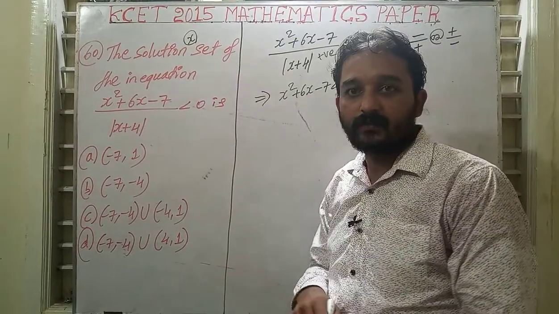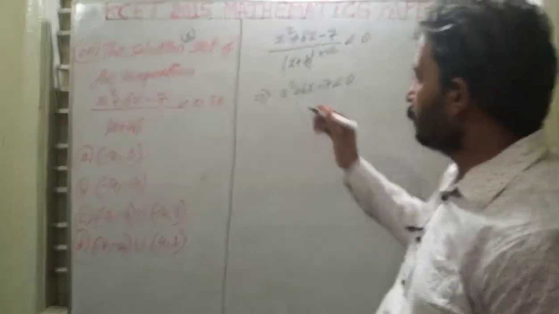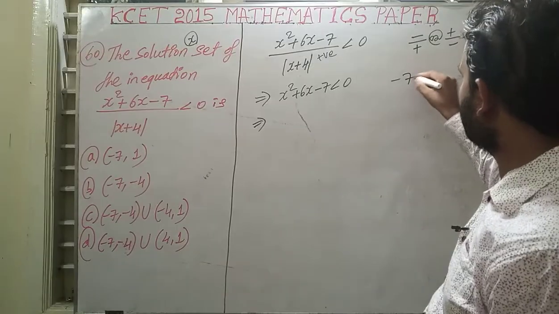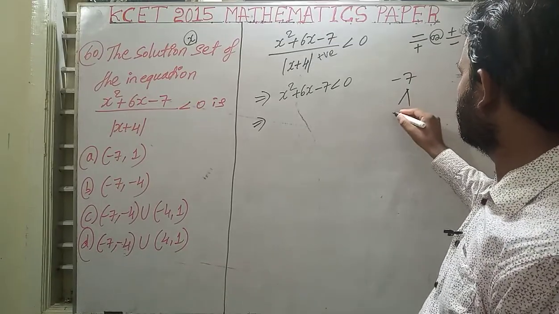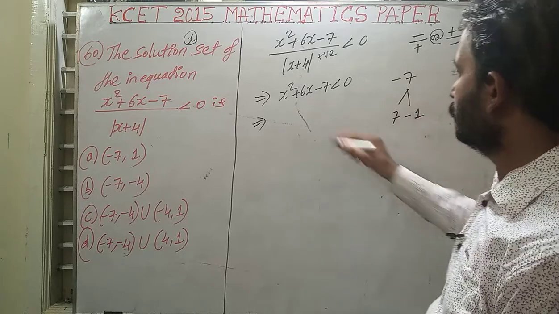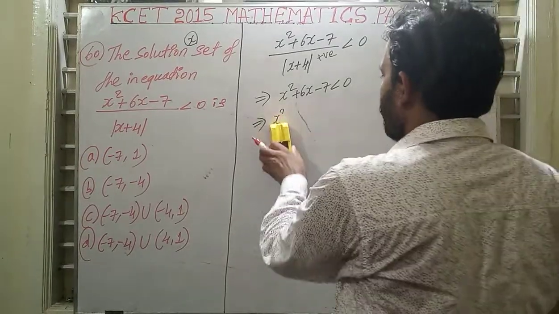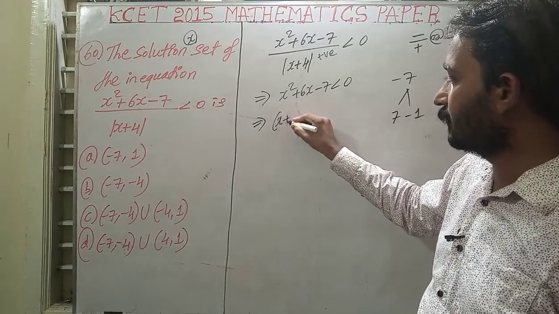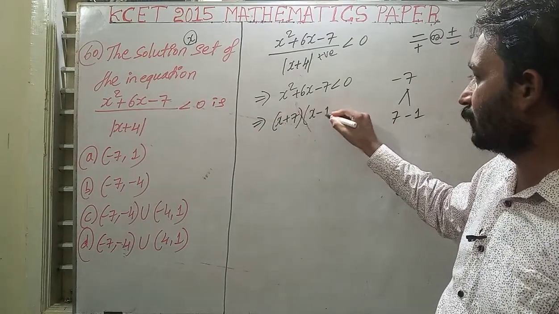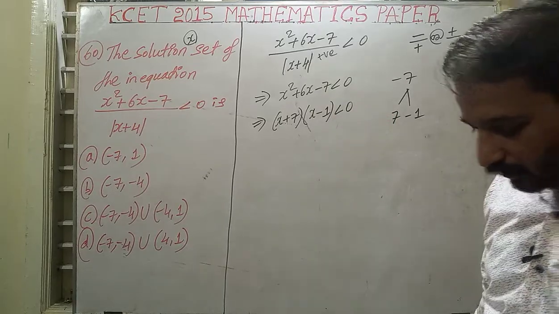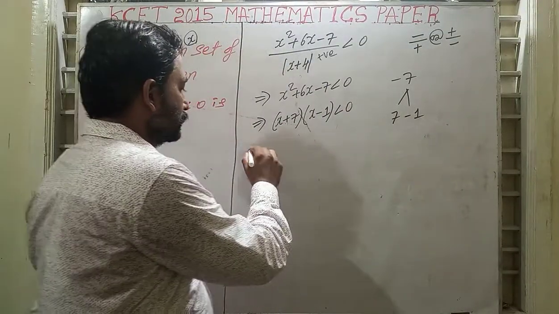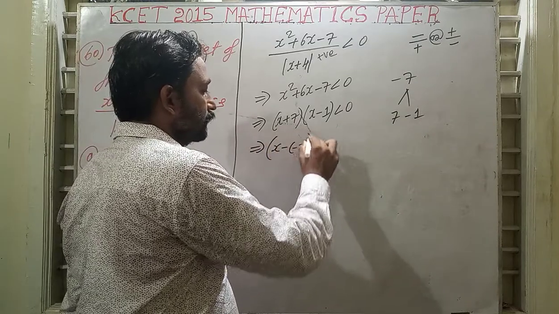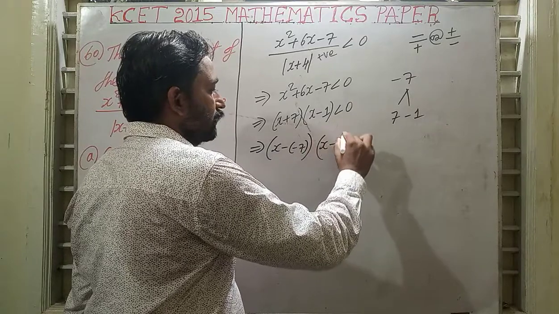X is the solution set of this inequation. So solve this by the factorization method. Minus 7 can be written as 7 into minus 1. So x square plus 6x minus 7, directly write down, x square coefficient 1, this can be written as x plus 7 into x minus 1 less than 0. In the next step, x plus 7 can be written as x minus of minus 7, for convenience, into x minus 1 less than 0.